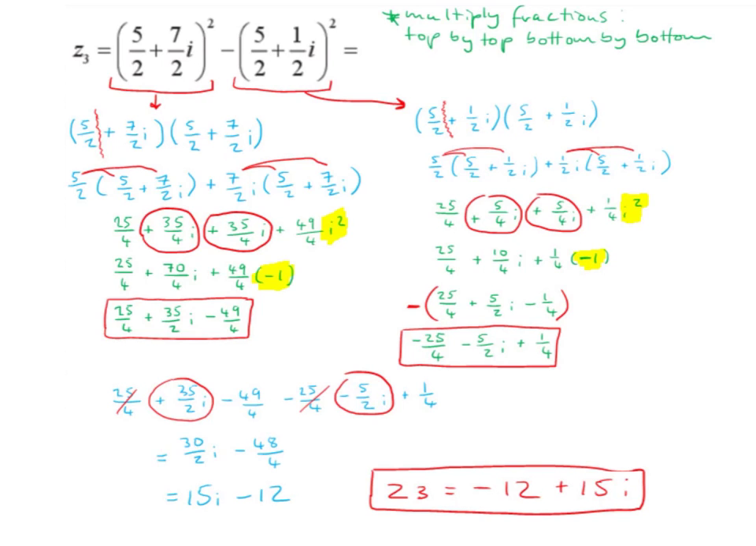Bring down the 25 over 4. 10 over 4 becomes 5 over 2 with the i stuck on. And a quarter times minus 1 is minus a quarter. Now don't forget we had a minus up here. So I'm going to multiply in the minus now.